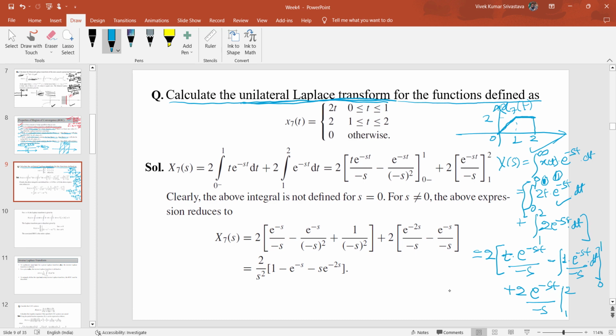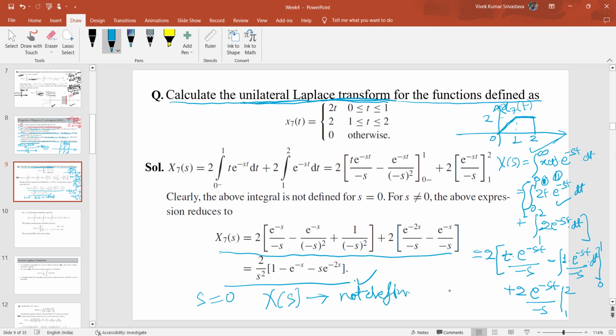Once you evaluate this integral, you will get this expression. I'm leaving this part to you; you can evaluate it by yourself. From here we can see that at s equals 0, this X(s) is not defined.